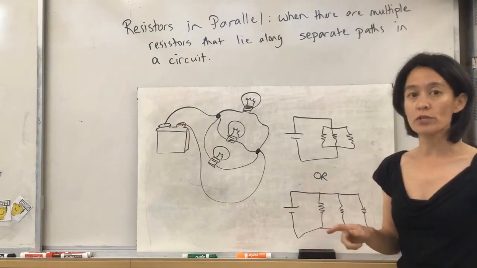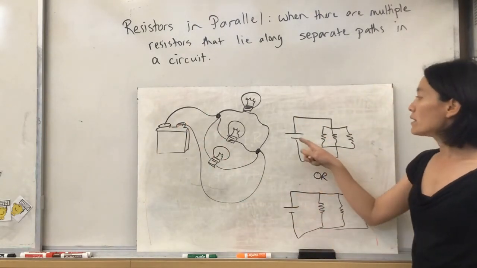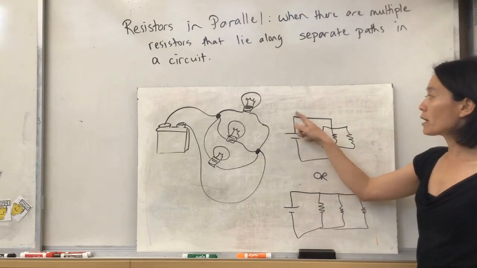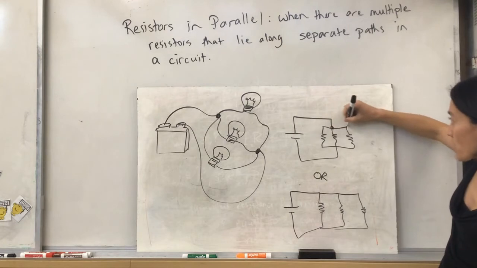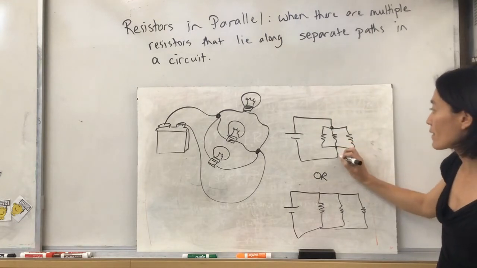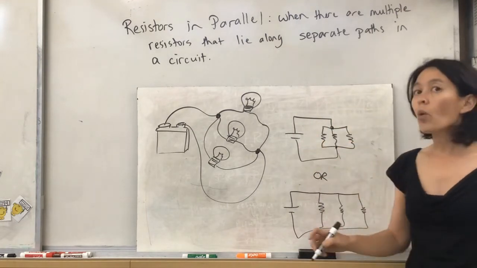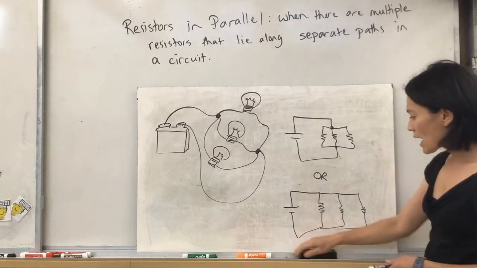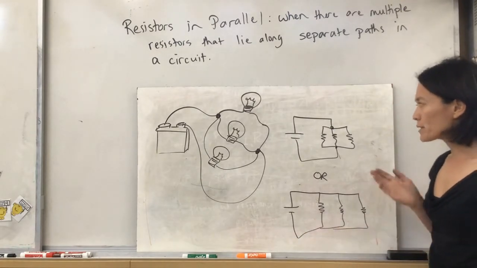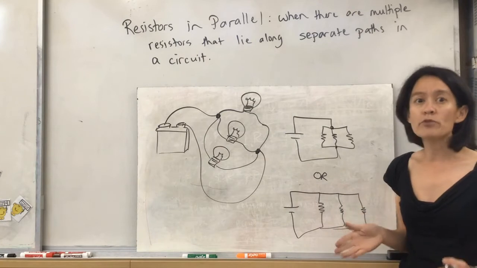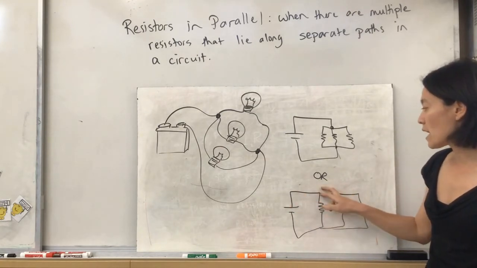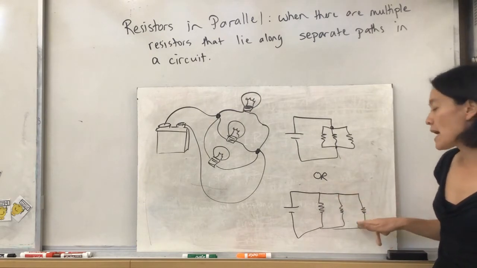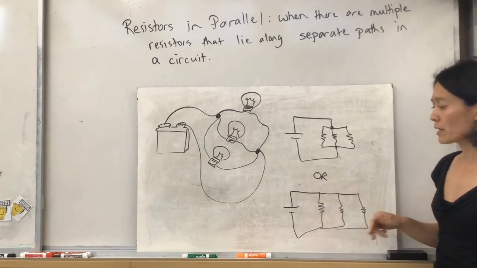If you were to draw this with a circuit diagram, here's your power supply. The wire comes out. Right here is where it splits. There's one path, two paths, three paths. They come back together and they go back to the power supply. Or you could also draw it this way. I'm not a big fan of drawing it this way, but this is where the name resistors in parallel comes in, where you have a path that splits, and then another path, and then it splits, and they all eventually come back together, okay?